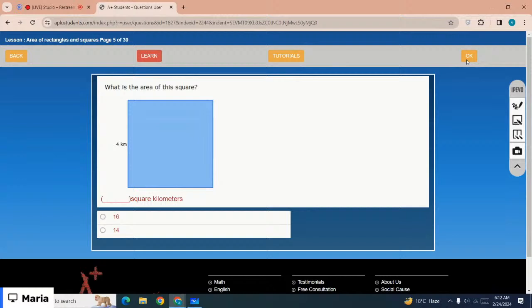Okay, what is the area of the square? The area of a square is always side times side. The side is 4, so 4 times 4 is 16. That is 16 square kilometers. Option number 1 is the correct option, right?